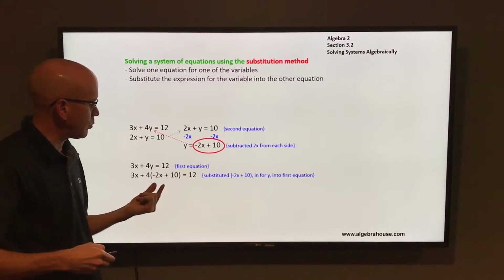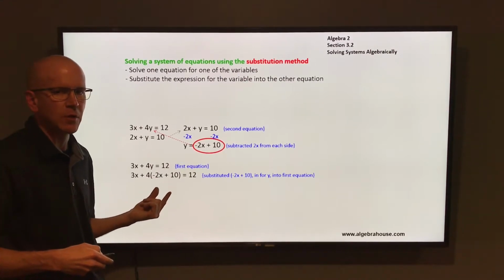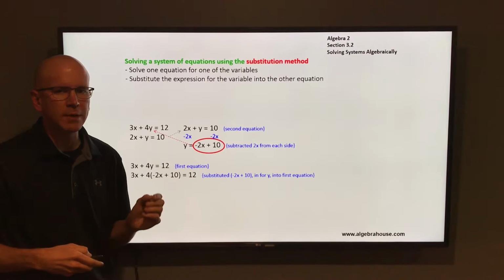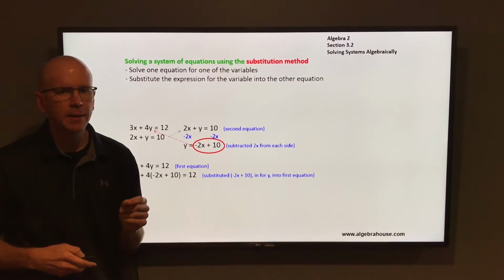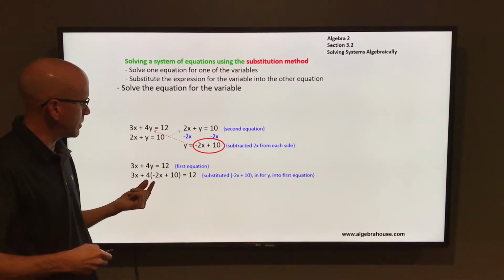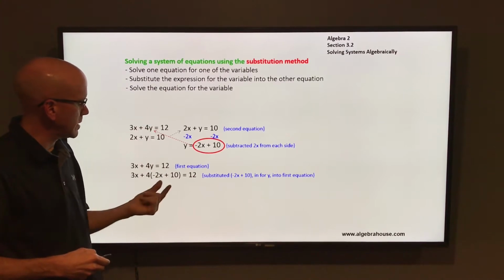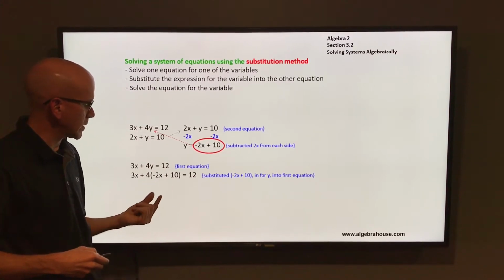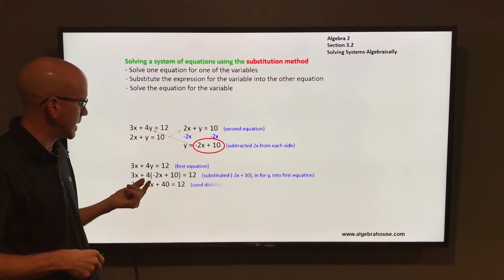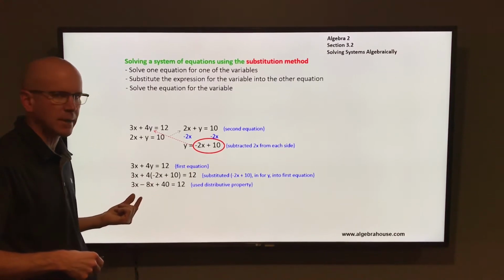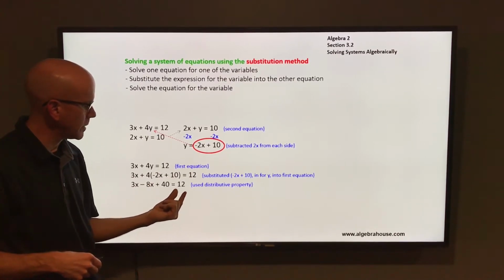So now I have this one equation with one variable. I can solve this equation for x. So the quickest I can get to solving for x and y, the better. Use distributive property with the 4. So I'm solving that equation for that variable x. Distributive property with the 4 makes that negative 8x plus 40. So 3x minus 8x plus 40 equals 12.